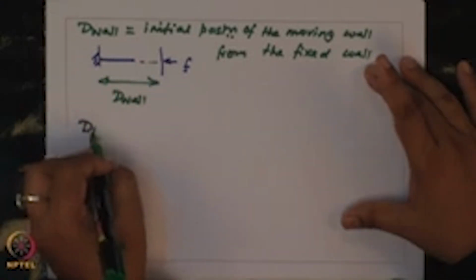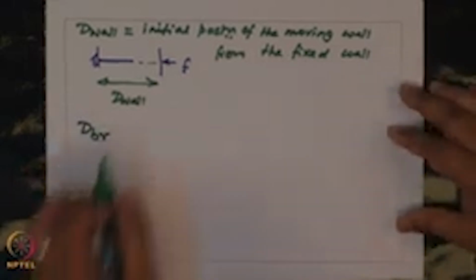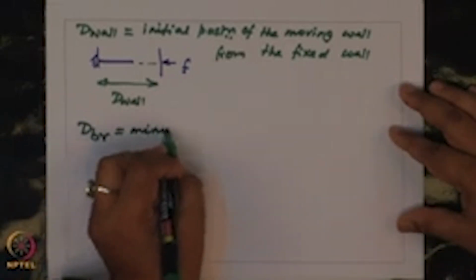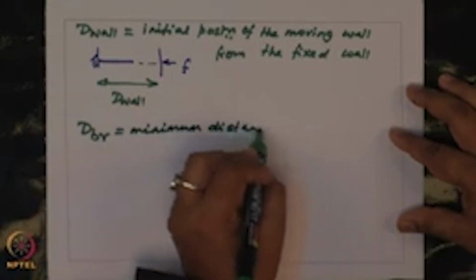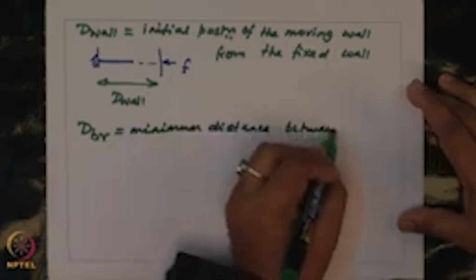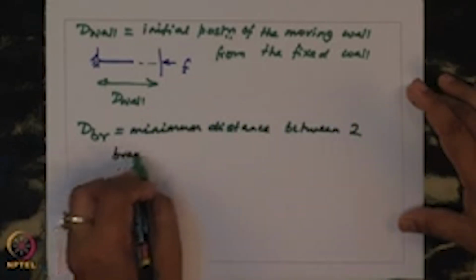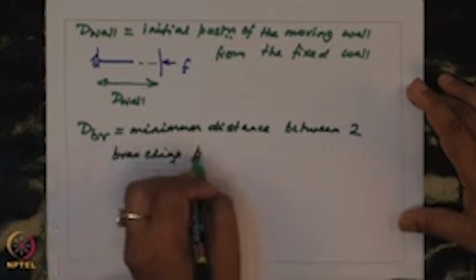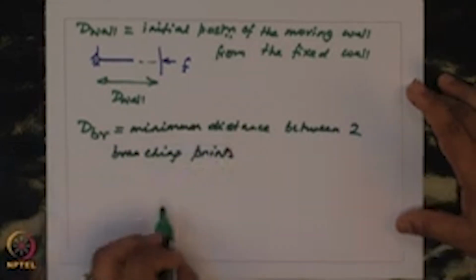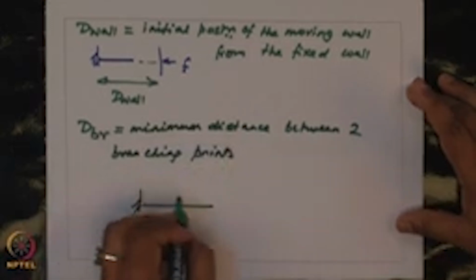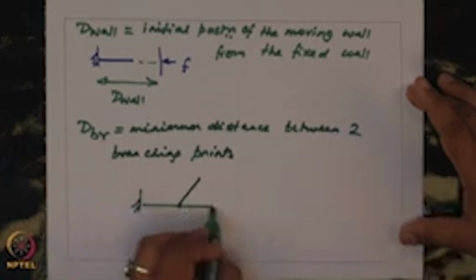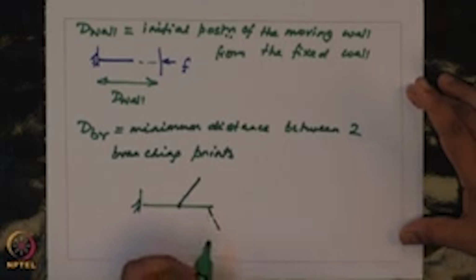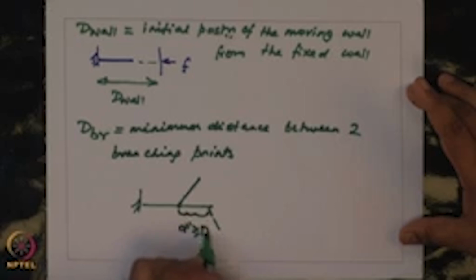And the other length scale is d_Br. d_Br is the minimum distance between two branching points. In other words, if I have a filament growing like this and a filament has branched at this point, there is a minimum distance beyond which another filament can branch from here. So, this distance d prime has to be greater than or equal to d_Br.